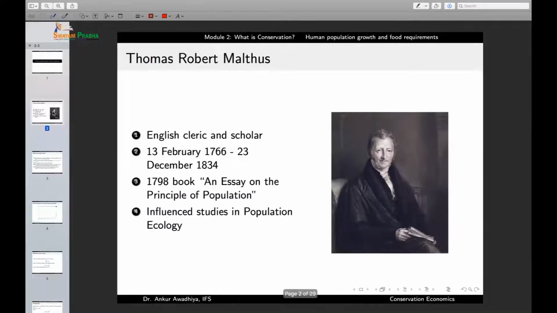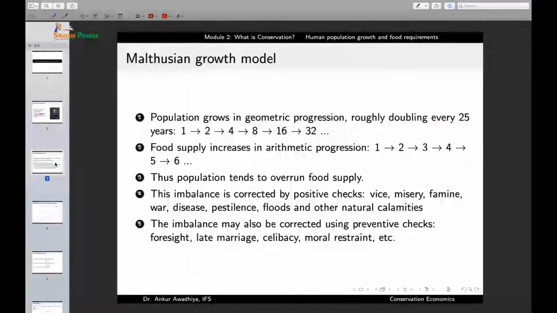Now, one of the earliest thinkers to think about the issue of human population growth was Thomas Robert Malthus. He was an English cleric and scholar who lived in the 18th and 19th centuries, and in 1798 he published this book, An Essay on the Principle of Population. This is considered one of the most seminal works on human population growth, and to this date, it has influenced studies in population ecology. So, what did Malthus have to say about the growth of human population?